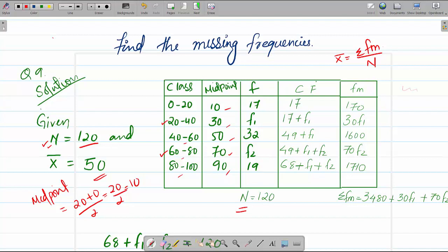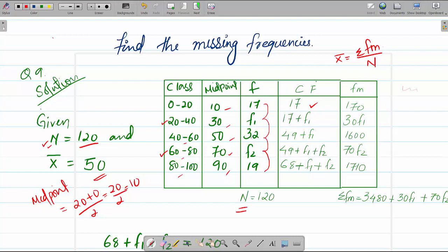N is equal to 120 because in the hint it is already given that N is equal to 120. Now let's find out the cumulative frequency. So how do we find out CF? We have to keep on adding one after the other. The first value is 17. The second is what? F1. So you have to add up these two. After that, you add the next one, and after that the next one, and after that the next one. You have to keep adding all of it. So this is how you find out the cumulative frequency. So first is 17, so 17 plus F1.